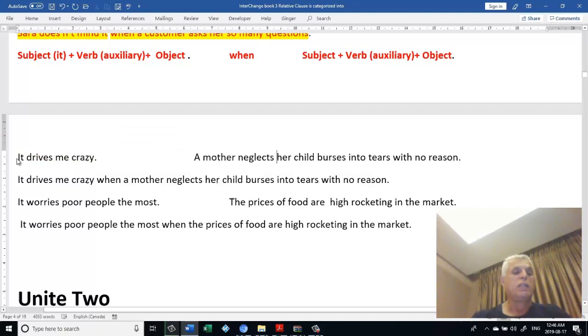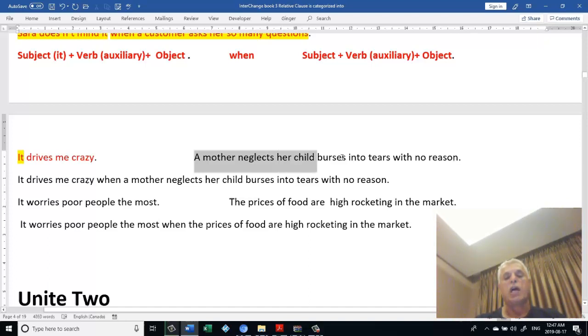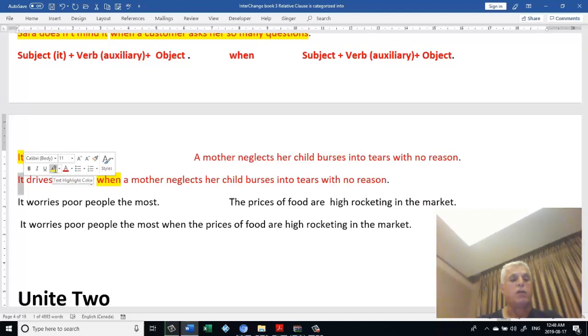The second one, okay, let's look at this sentence. It drives me crazy. If you look at the sentence, we see it is coming in the position of the subject. Then we have the second sentence, a mother neglects her child, bursts into tears with no reason. Then we have to connect the two sentences in one to make it an adverbial clause with when. It drives me crazy when a mother neglects her child, bursts into tears with no reason. Same thing here, when is describing the whole situation with it.